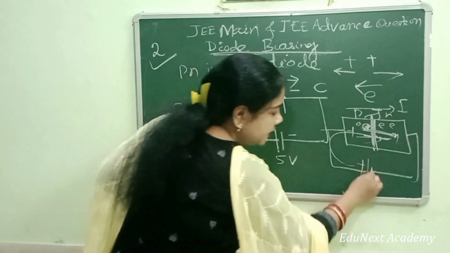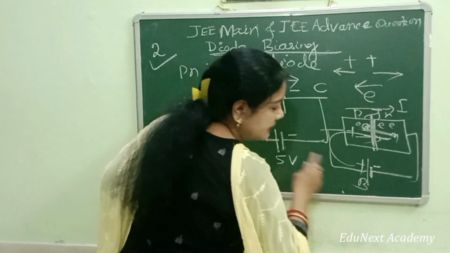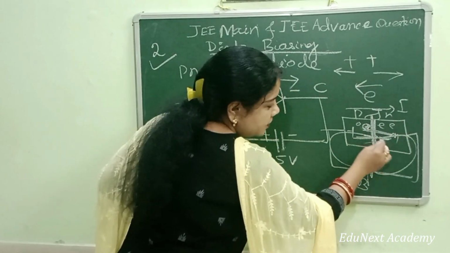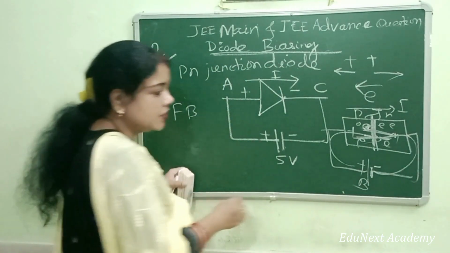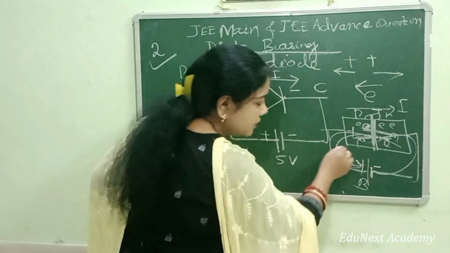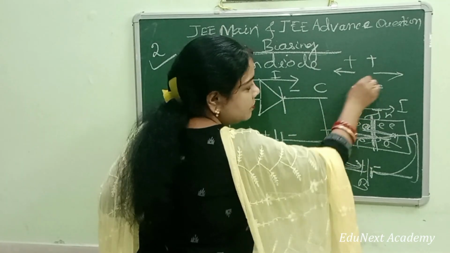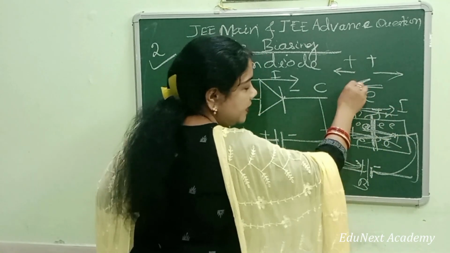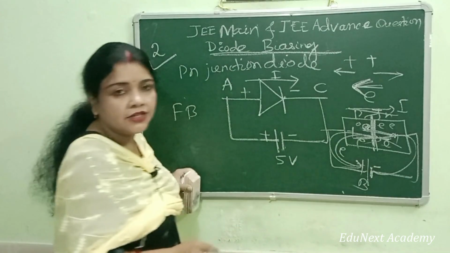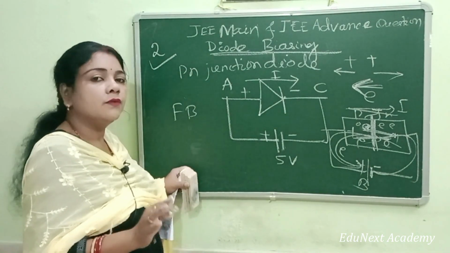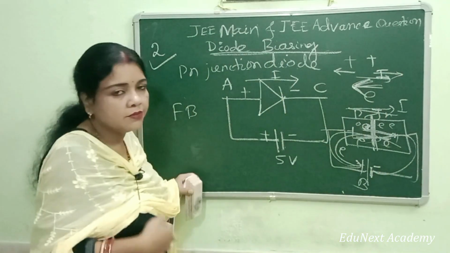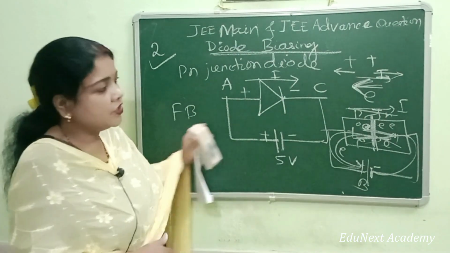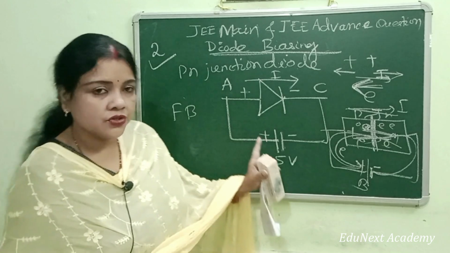And similarly, the negative polarity of the battery pulls the electrons from the N region to the P region. In this way, the electrons continue to move. The electrons will move from N to P, and you know the current direction is opposite to the flow of electrons. That means the current direction is opposite to the movement of the electrons. So in this way, the current moves across the junction.